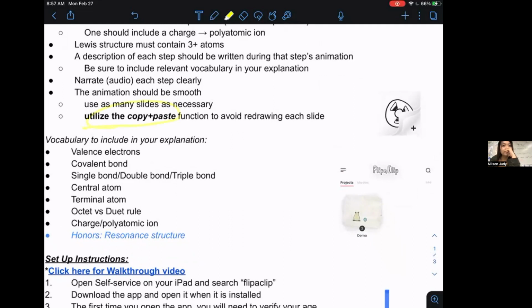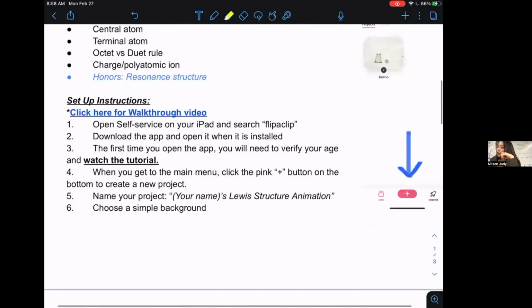Just as a rule of thumb, Flip-a-Clip automatically sets you at 12 frames. I would recommend not doing 12 frames. It's way too fast.